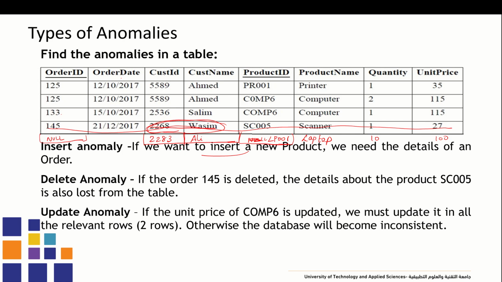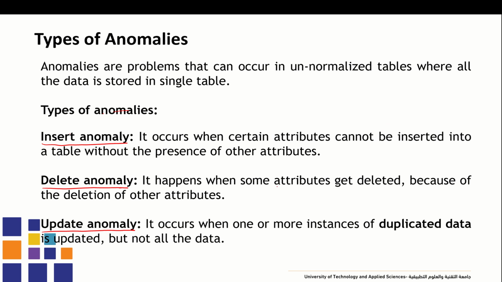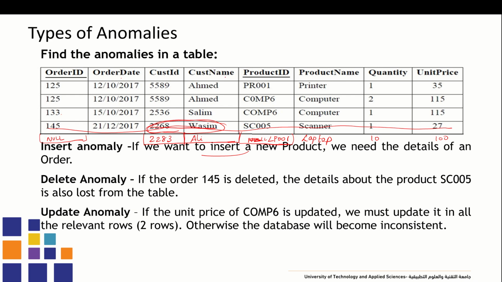So what is delete anomaly here? It happens when some attributes get deleted because of the deletion of other attributes. Okay, so this is called delete anomaly. Update anomaly. So what is update anomaly? Let's take the same example. Suppose I want to change the name of Ahmad to Ahmad Ali. Now I need to change it in more than one place, because I have his name repeated in more than one row. If I want to update, I have to update in more than one row. Can you see the difficulty here? So this is called update anomaly.